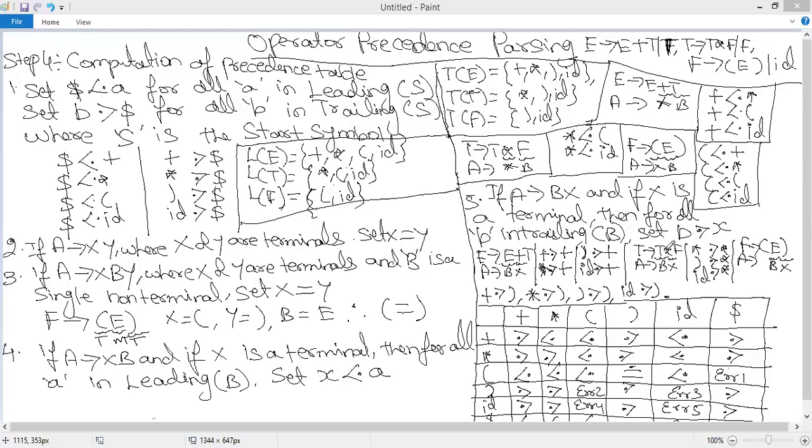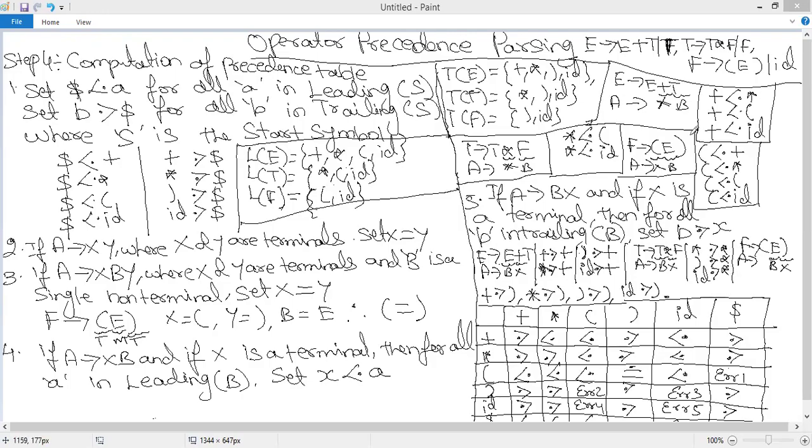What is trailing of T? Trailing of T is star, close parenthesis and ID. The precedence relationship is greater than, and what is X? Star is the X. It will be mentioned like this.